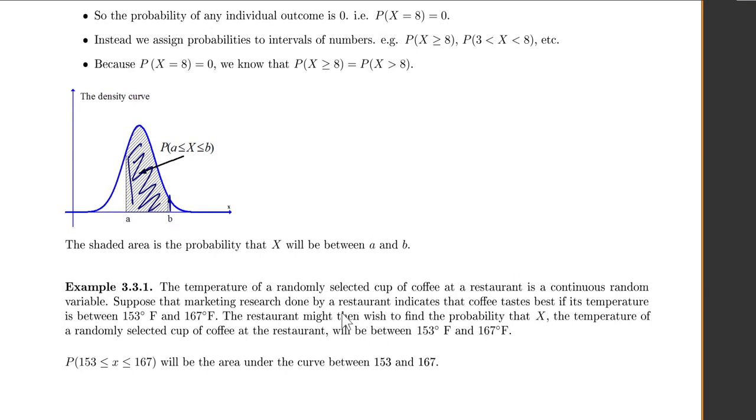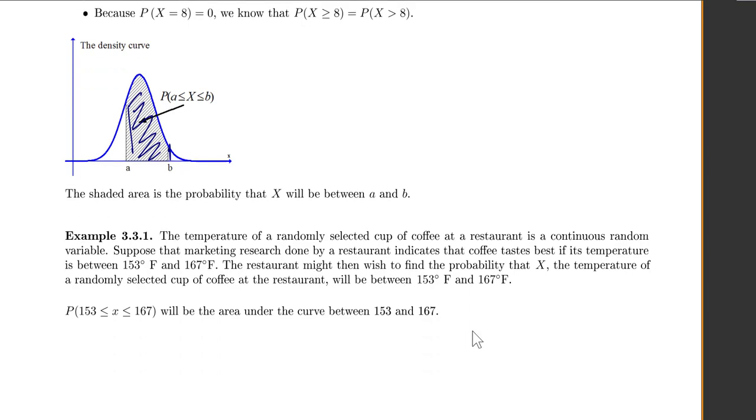So for example, the temperature of a randomly selected cup of coffee at a restaurant is a continuous random variable. Temperature can be any value, any decimal, so that's why it's continuous. Suppose that we know coffee should taste the best between 153 and 167 degrees Fahrenheit. The restaurant might then wish to find the probability that x, the temperature of a randomly selected cup of coffee at the restaurant, will be between 153 and 167.